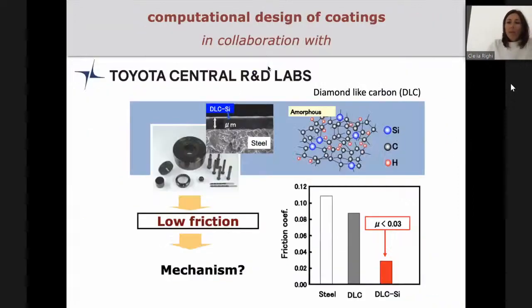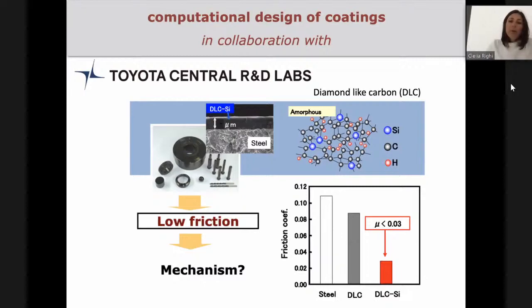We have applied these computational tools not only for fundamental understanding, but also for practical applications. For example, in collaboration with Toyota Center Lab, we have studied how to improve coatings that are used to cover parts of the engine. Measurements available in their lab show that silicon dopants can reduce the friction coefficient of DLC, diamond-like carbon, for reasons that were not fully understood.